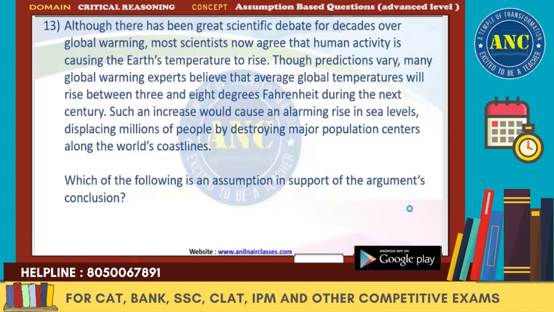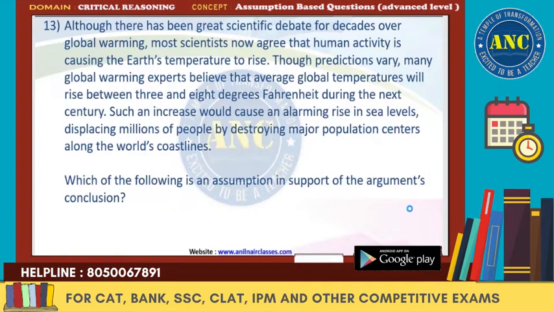Although there has been great scientific debate for decades over global warming, most scientists now agree that human activity is causing the Earth's temperature to rise. Though predictions vary, many global warming experts believe that average global temperatures will rise between 3 and 8 degrees Fahrenheit during the next century. Such an increase would cause an alarming rise in sea levels, displacing millions of people by destroying major population centers along the world's coastlines. Which of the following is an assumption in support of the argument's conclusion?